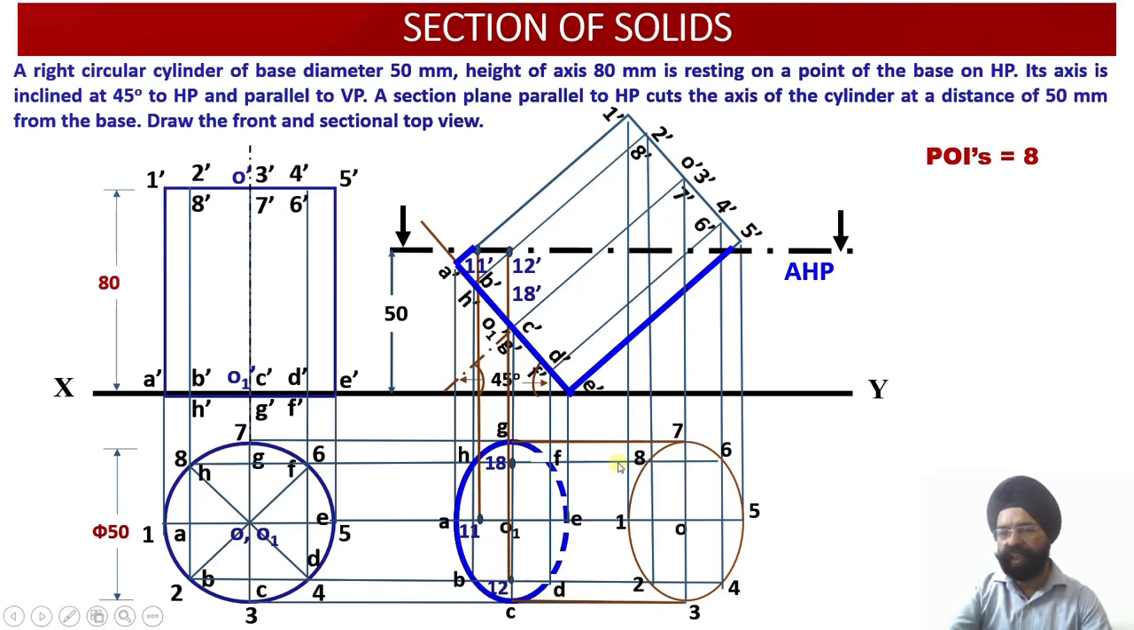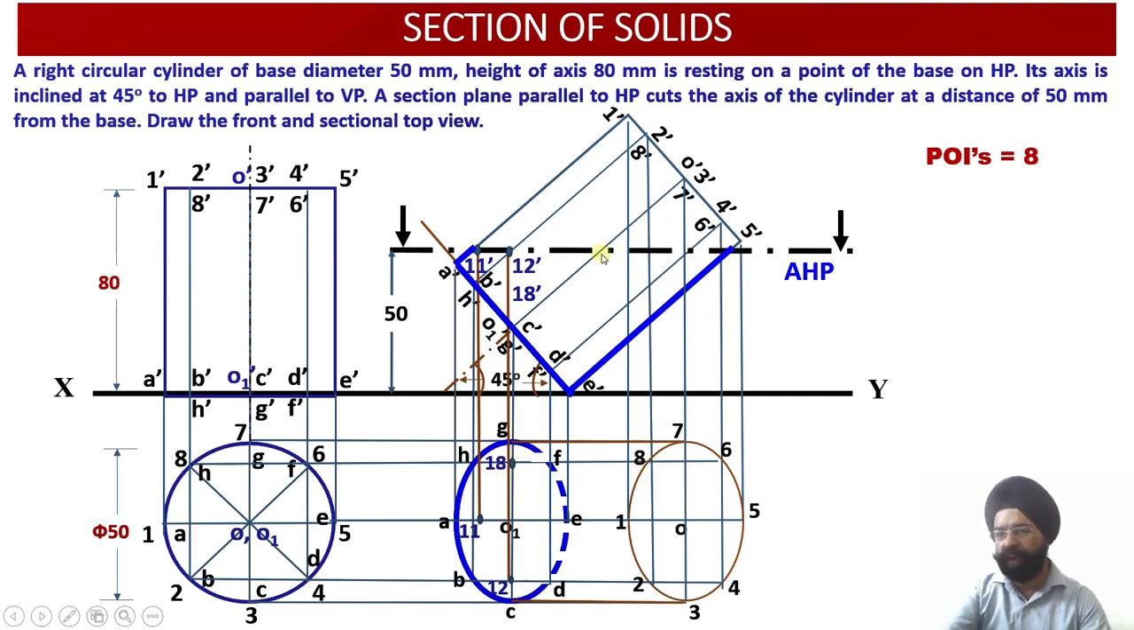Similarly, this vertical projector also intersects my generator 8H, because you see, point 18 dash was the point of intersection of the cutting plane with the generator 8 dash and H dash. So I have brought this point down, and wherever it meets the projector of 8 and H in the plan, I get the point 18 over here.